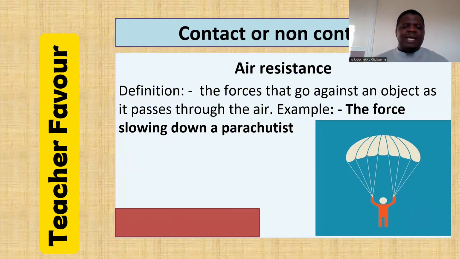And we'll have the next one, air resistance. Air resistance can be defined as the force that goes against an object as it passes through the air. An example is the force that slows down a parachute. And is it a contact or non-contact force? Let's think. It is a contact force.